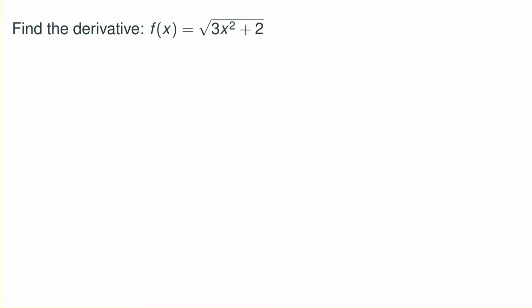Find the derivative of the square root of 3x squared plus 2. So here we have a composite function. This is the outside function, and the inside function is 3x squared plus 2. For a square root, it's useful to write it as a half power so that we can apply the power rule.